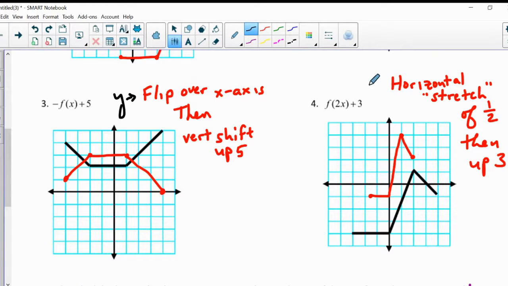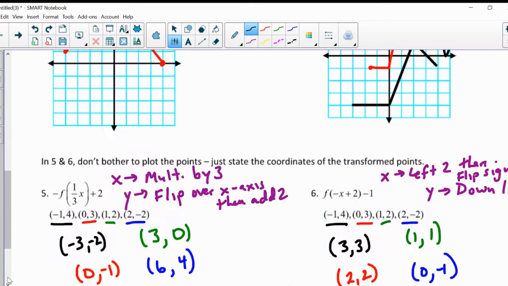This one, I have x values that are horizontally stretched 1/2. So I multiply all the x values by 1/2. I know stretch is kind of a weird word with 1/2, but then the y's get moved up 3. Now, technically, I could do these in either order because this is happening to the x's and this is happening to the y's. So it doesn't really matter that much because they're happening to different values.